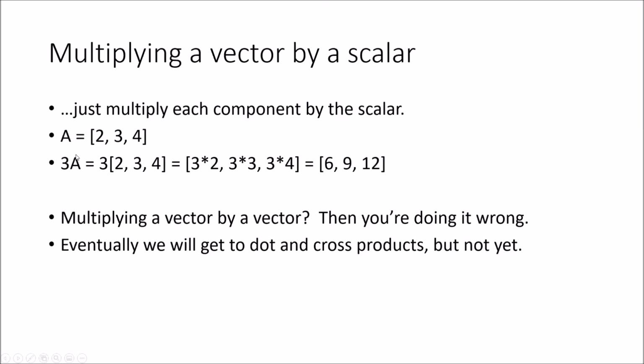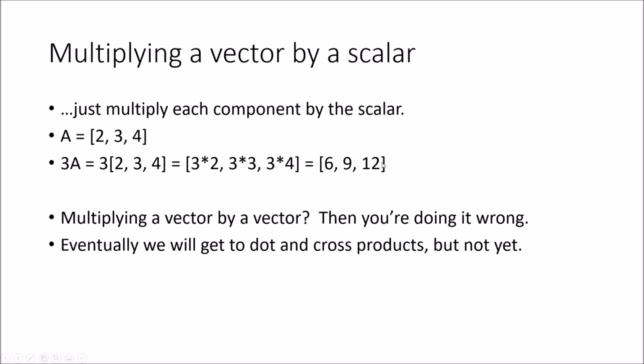If I asked you what is 3a, 3 times the vector a, well, you just say 3 times the vector a, and then you can distribute this 3 through each of these. So you'd multiply the x component, which is 2, by 3. You take the y component, which is 3, multiply that by 3. You take the z component, which is 4, multiply that by 3, and you get 6, 9, 12. The x component, the y component, and the z component.